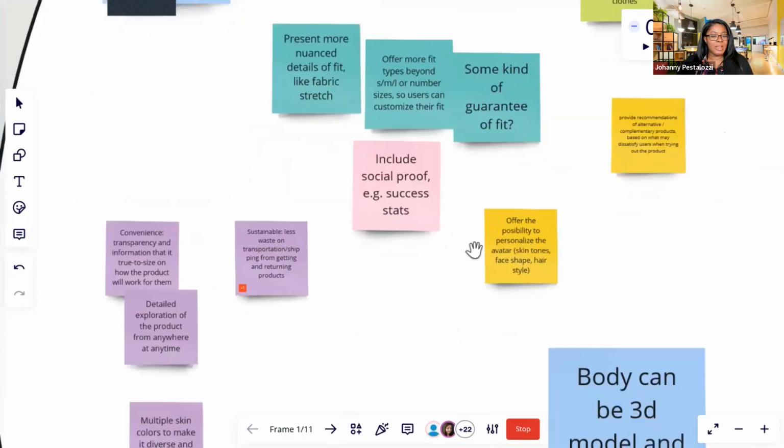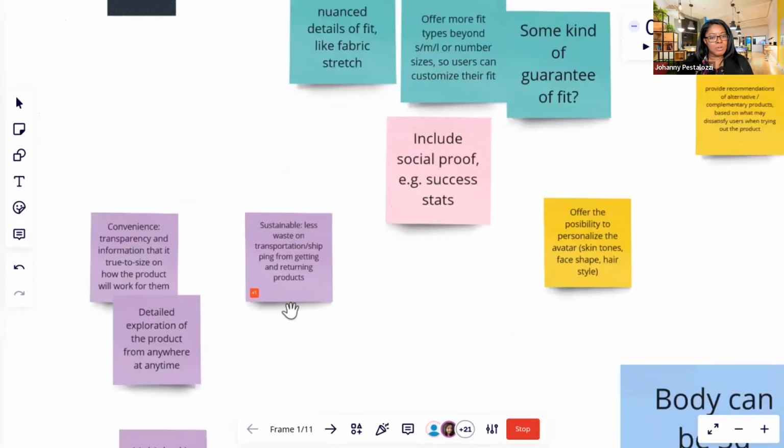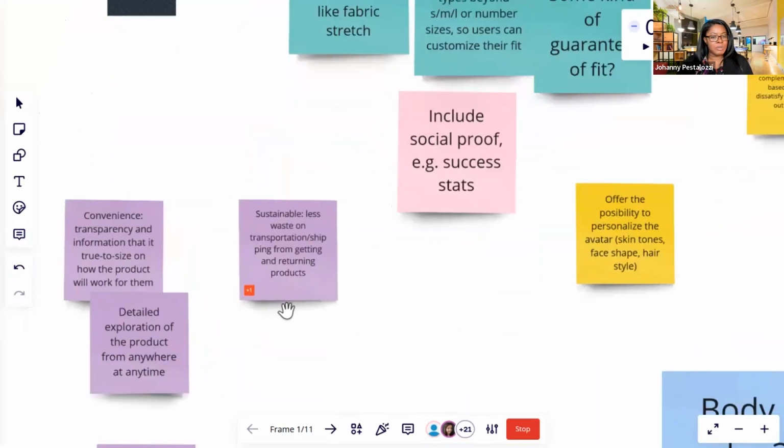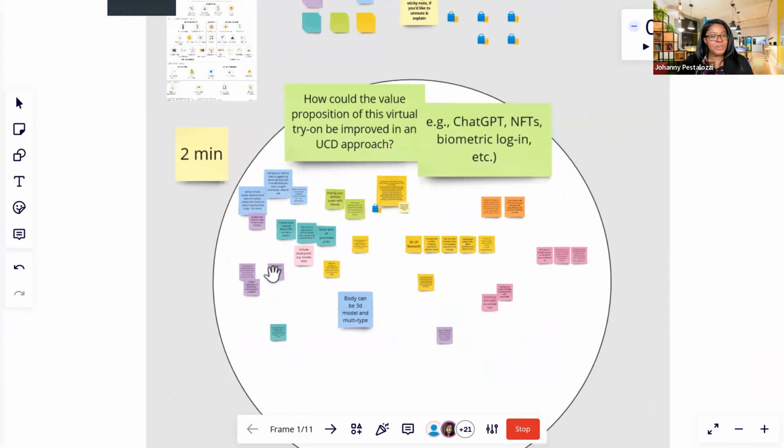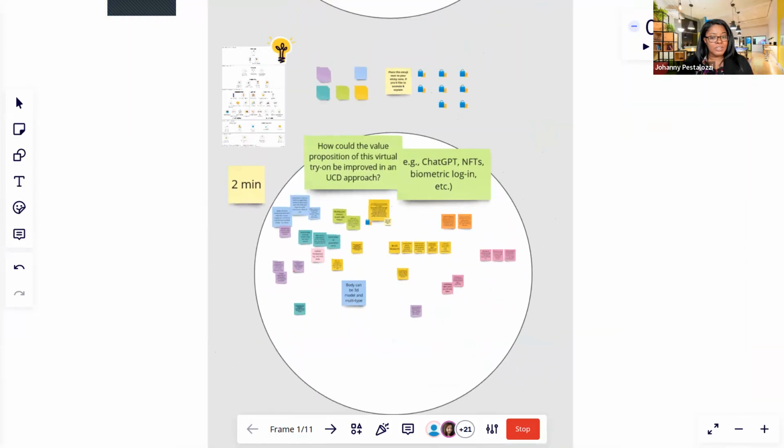Include social proof, like success stats. Okay, very nice. Perfect. Sustainable, less waste on transportation, shipping from getting and returning products. So you mean like providing some marketing so that people get more interested in using the application, I assume. Okay, very nice. Thank you very much for your answers in this section.